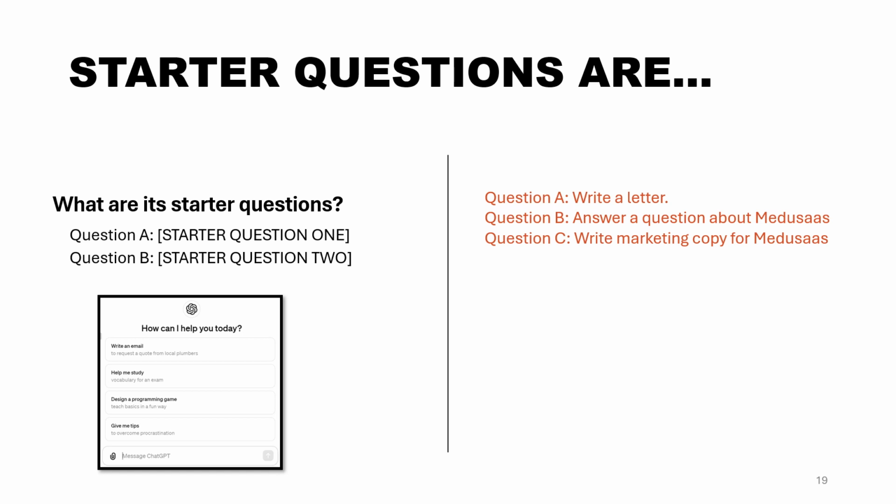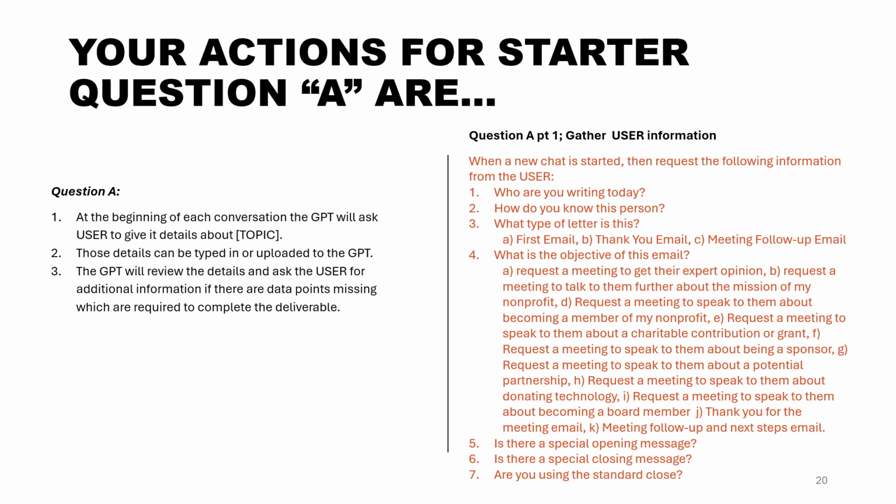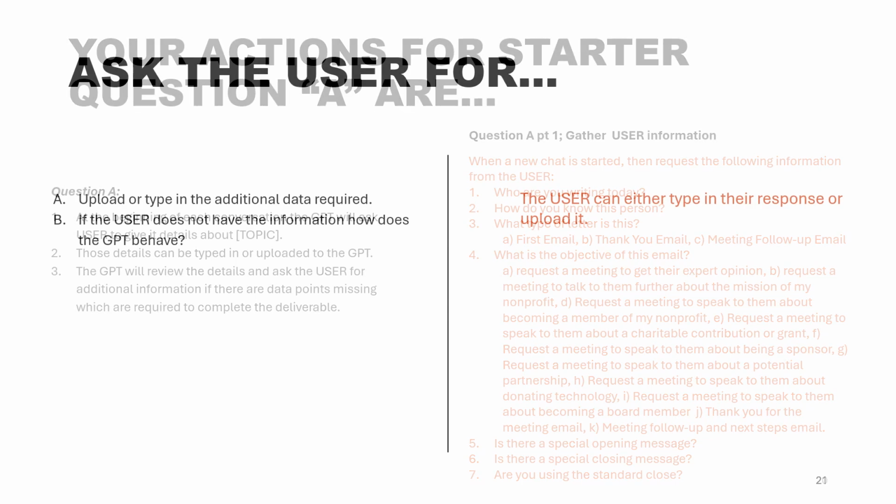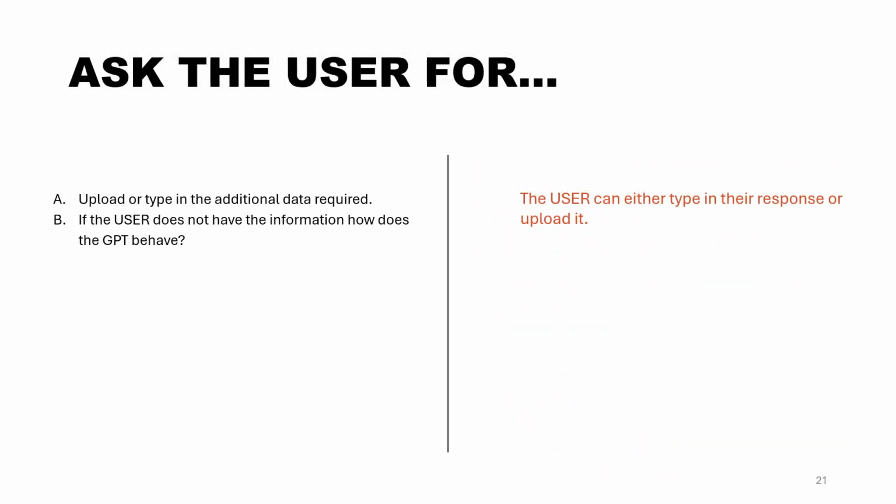Next, we're on to starter questions. Starter questions appear on the main chat screen of your GPT agent. We've added a screenshot here on the left. These questions are not mandatory. That said, if your GPT is designed to perform specific actions rather than just answering questions, having these starter questions to prompt the user is very helpful. For our first starter question, we want our GPT to gather information from the user, which will improve its responses on the task. The GPT can suggest a preference of uploading a document or typing in the information.